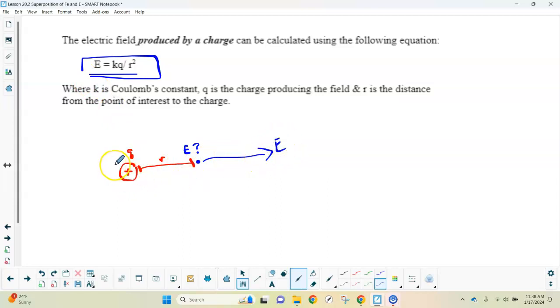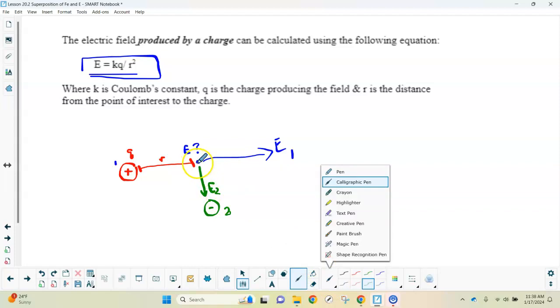We'll say from, if we call this one 1. If I had a second charge, so if I put a charge down here and let's say that one's negative, it would try to pull that positive charge inward towards it. So that would be maybe 2. So that's E2. And then you would do vector math to figure out, oh okay, these two are adding together.